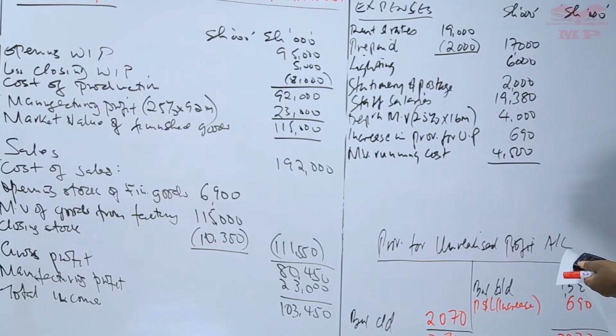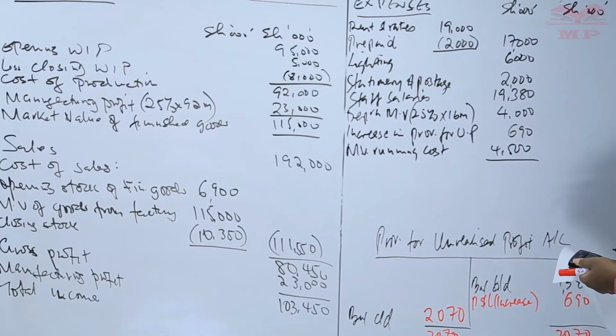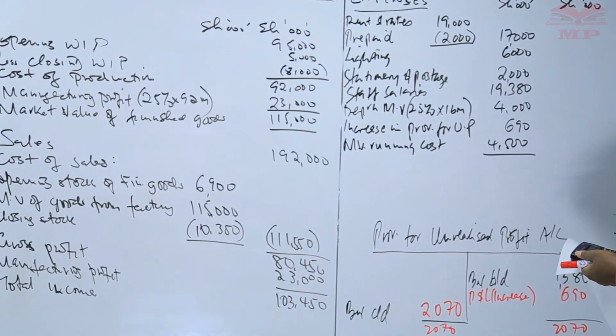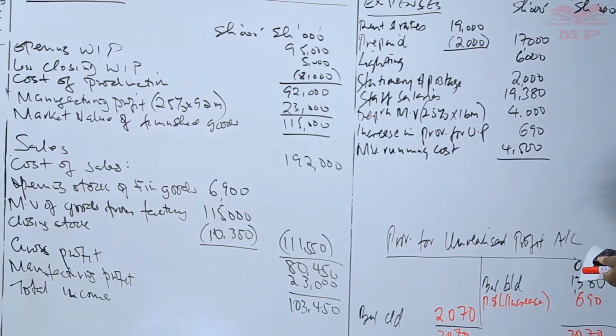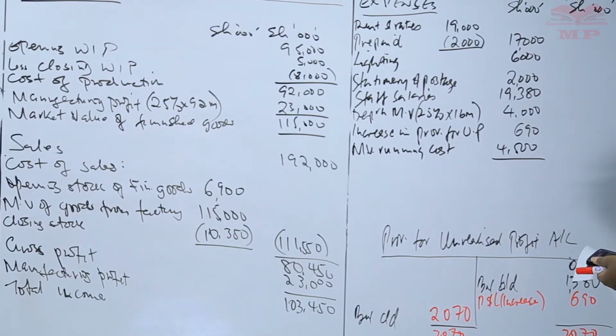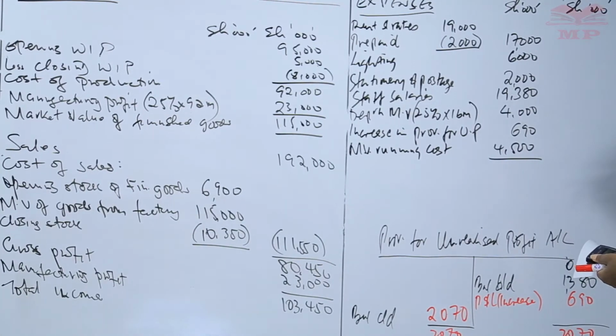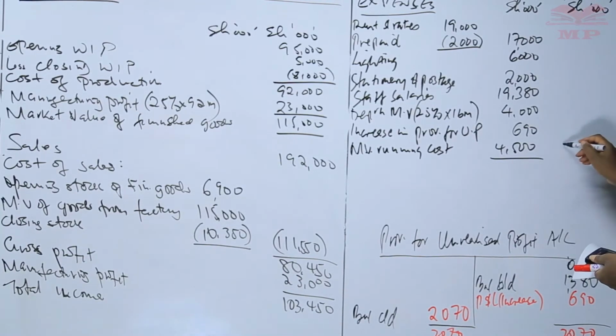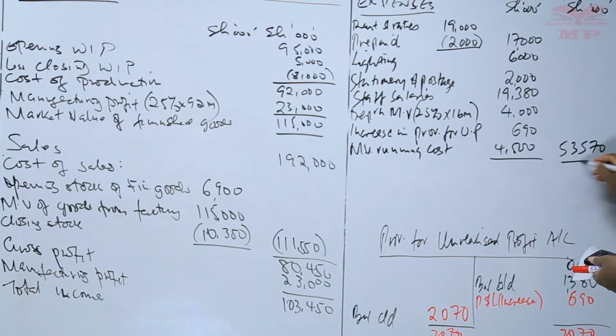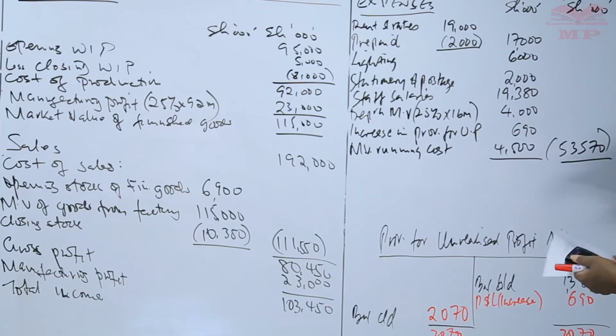17 million plus 6 million plus 2 million plus 19,380 plus 4 million plus 690 plus 4,500. So 53,570. This is the total expenditure.